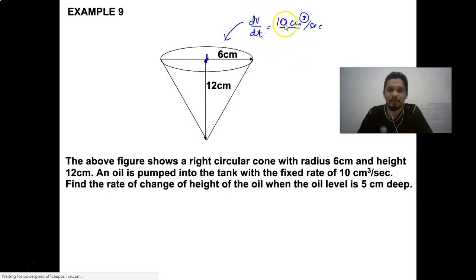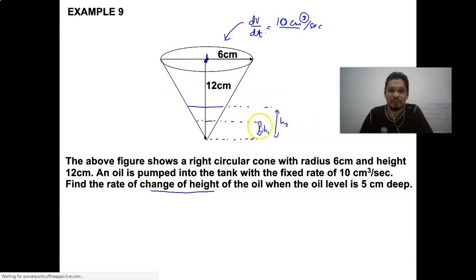Okay, dV/dt, the volume is 10 centimeter cube, and the unit is per second with respect to time. Then find the rate of change of height. Rate of change of height means, let's say this is the bottom of this tank, and if I fill the water until this level, it has its own height. We name it H1. And until here, for example, we define this as H2, and so on.